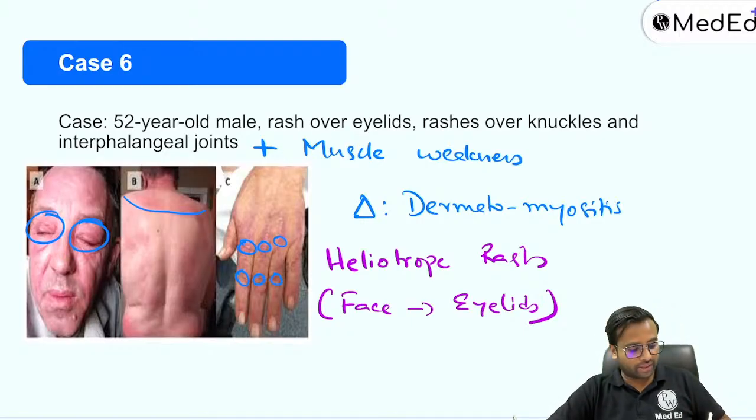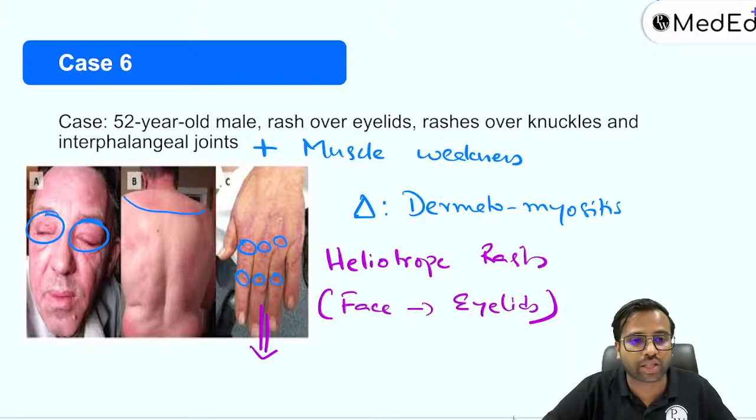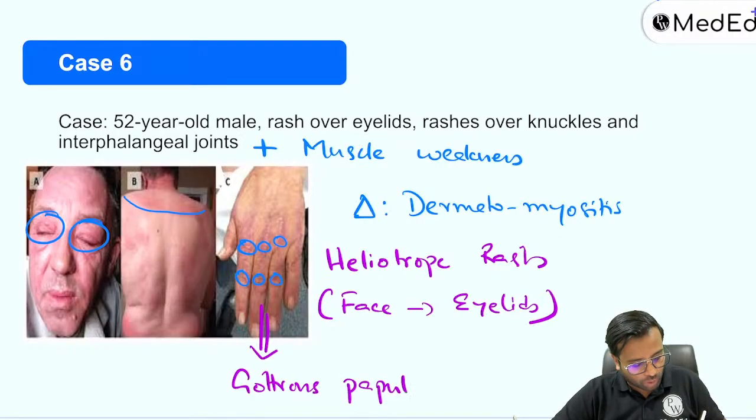And in this image, wherever you get these rashes over the knuckles and the interphalangeal joints, this is called as Gottron's papules. Very important when you learn medicine. So this is called as Gottron's papules.